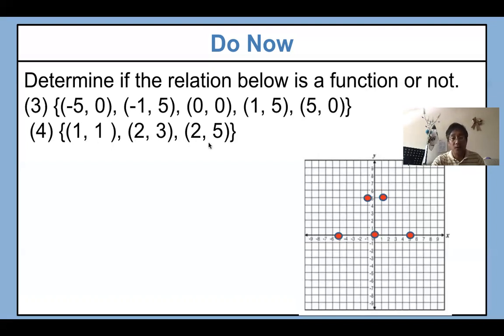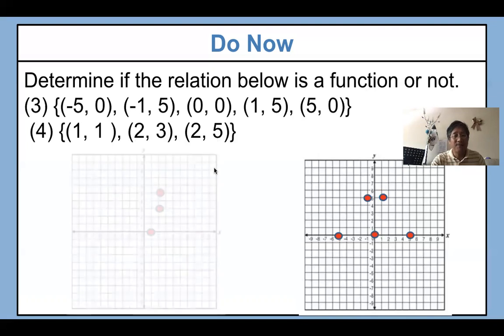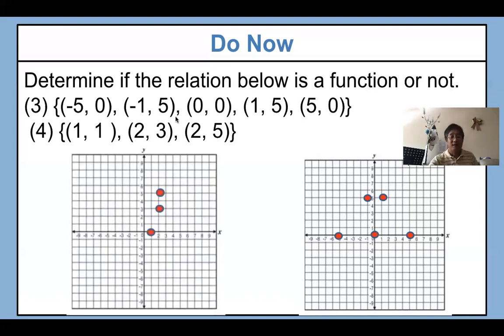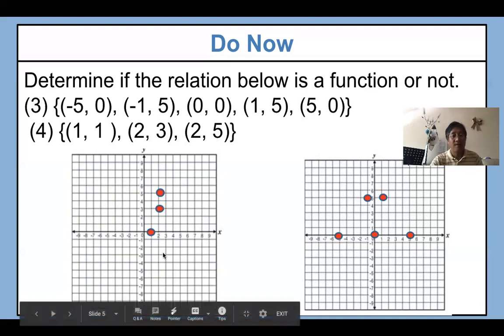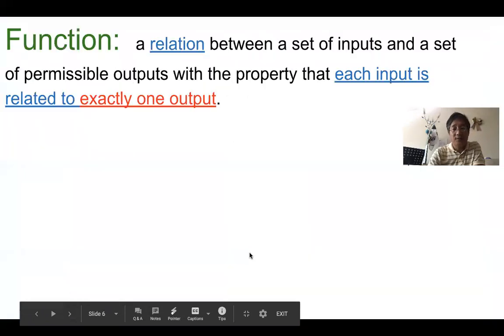So number 4 is not a function. If you look at the graph, look at this. Yes, (1, 1), (2, 3), (2, 5). Vertical line test fails, right? That's the do now. So let's go to our lesson today.